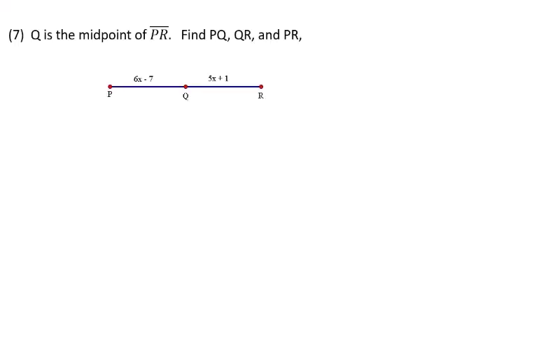All right, here's number 7, another example. We're given that Q is the midpoint of segment PR. So find length PQ, length QR, and length PR. We know that Q is the midpoint, so therefore PQ is equal to QR. We're given two algebraic expressions that represent the length of each of those, so we can just set those equal to each other, and then we can solve.